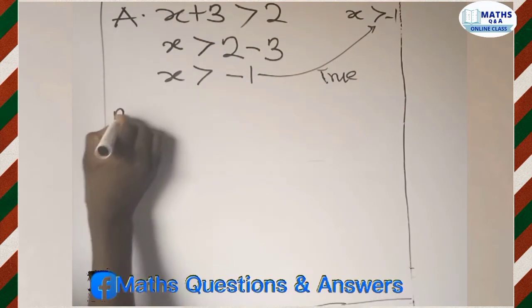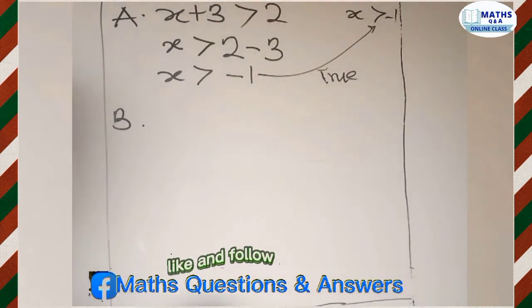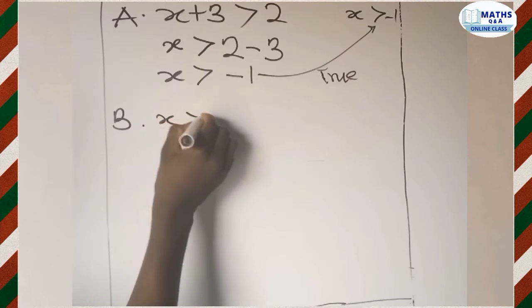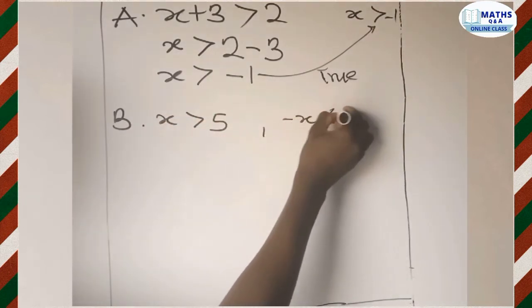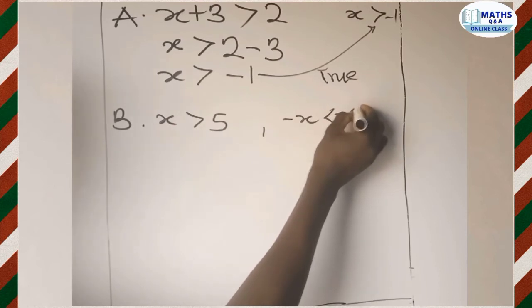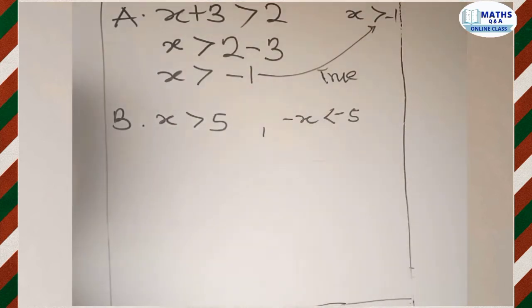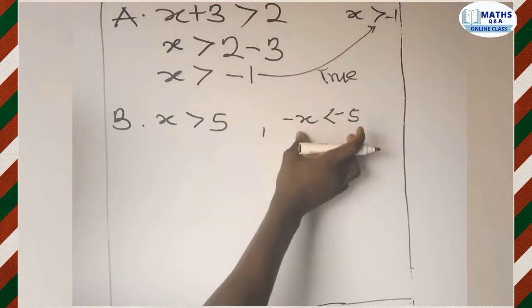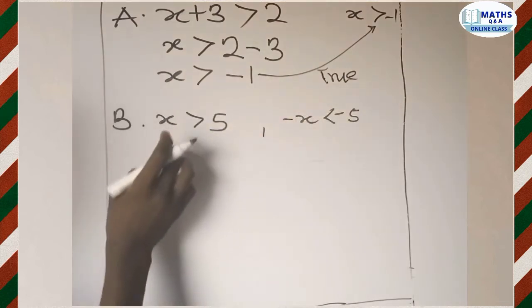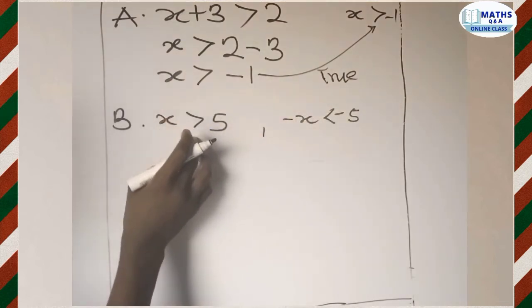Let's move on to B. B states that x > 5 and -x < -5. So what we are going to do here is tackle this one and solve it, after which we will figure out the x to see whether it is the same as this one.